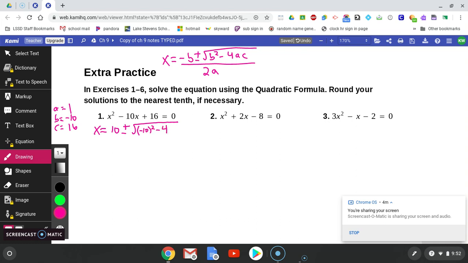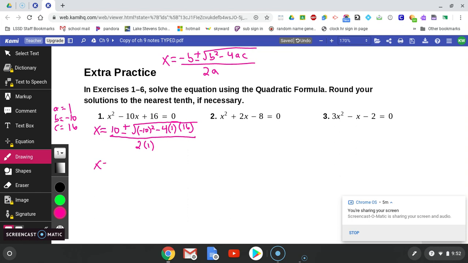Minus 4 times my a term, which is 1, times my c term, which is 16. And make sure your square root goes over all of it, divided by 2 times my a term. Okay. Now it's a matter of using your calculator to simplify it.